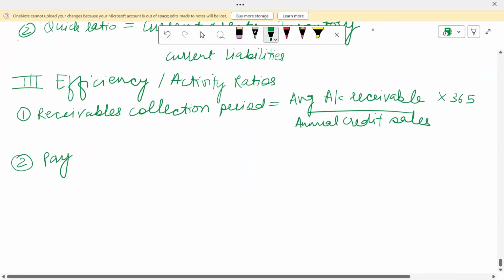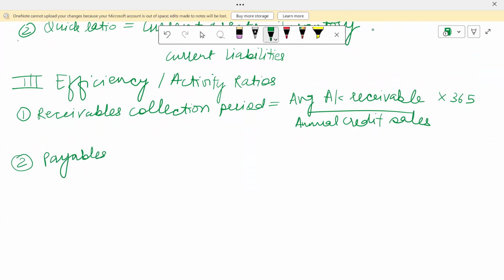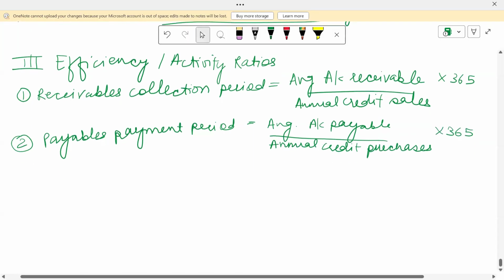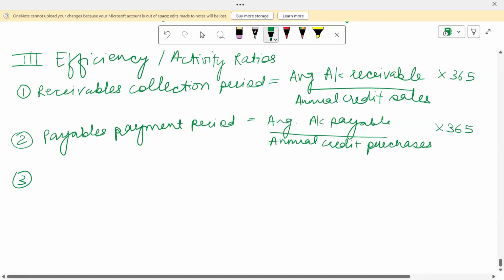The next one is payables payment period. This is equal to your average accounts payable divided by your annual credit purchases multiplied by 365, again giving you your answer in terms of number of days.